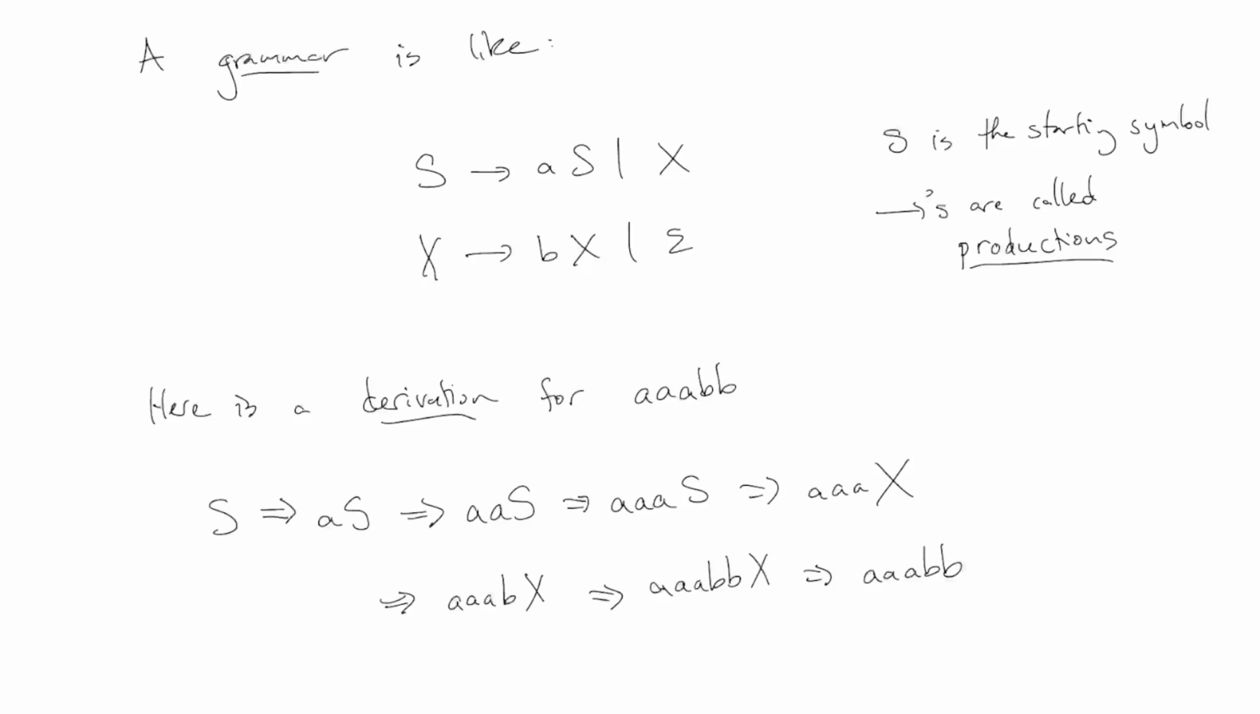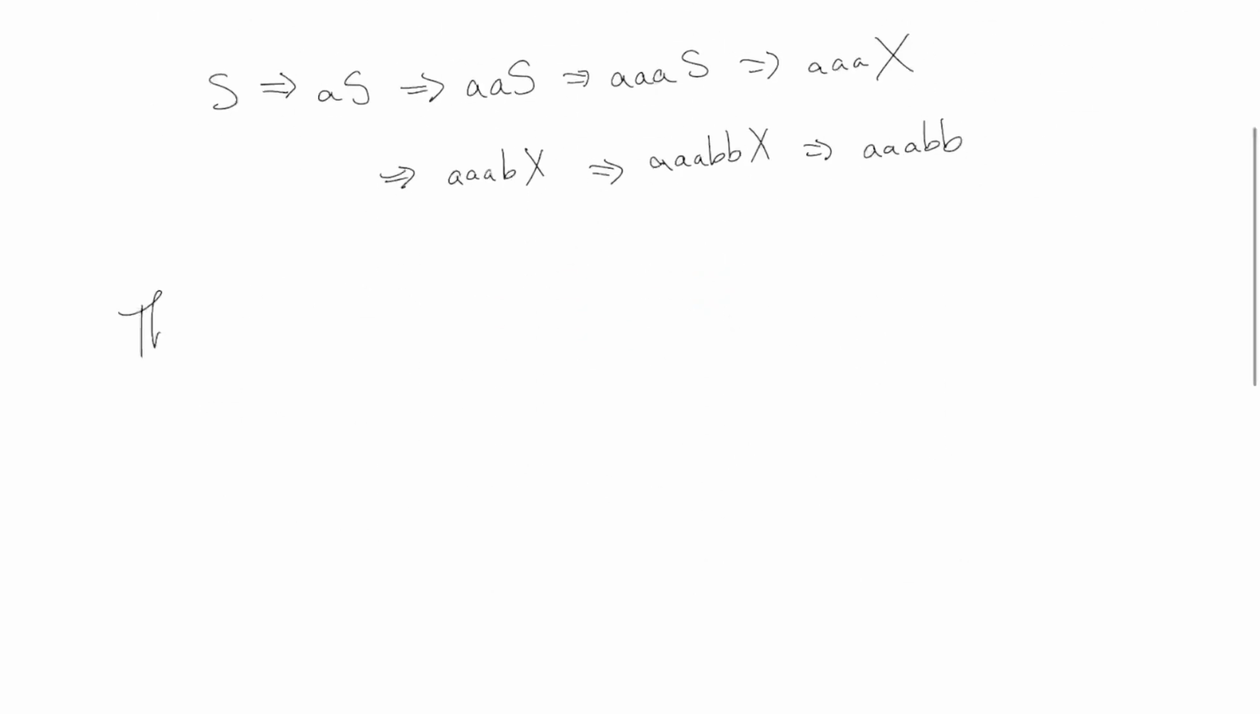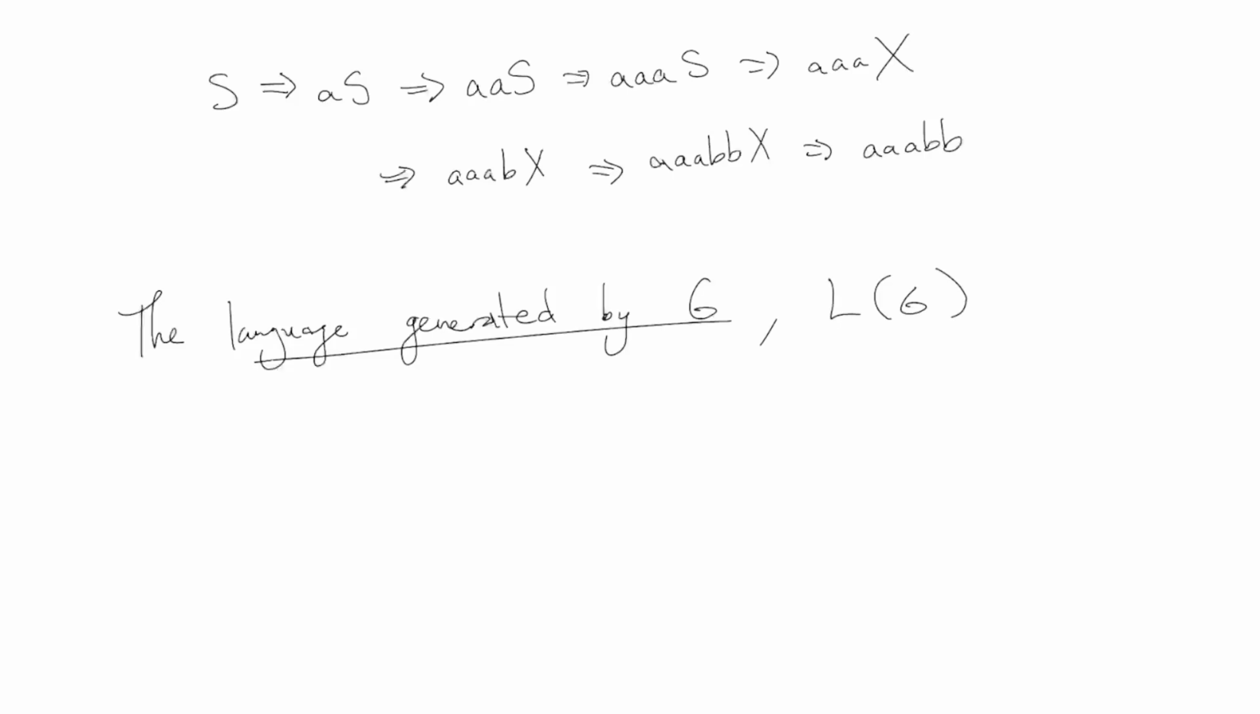Just like our machines, NFA, DFA, there is such a thing as the language generated by the grammar. And that is just all possible strings that you can make by using these substitution rules. So the language generated by G, the definition, we write this as L of G, is the set of all strings that can be derived using the grammar rules.